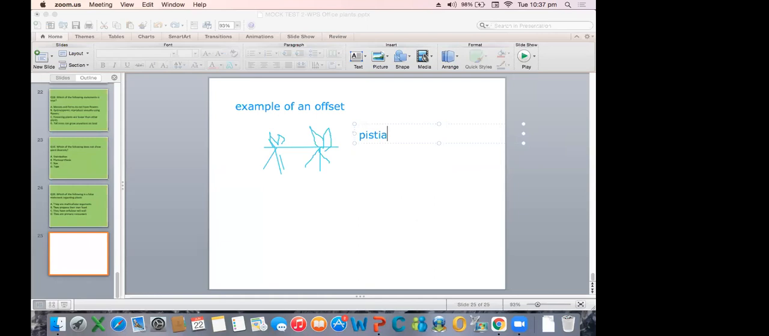Can you repeat the examples, Miss? Yes, Pistia, and water hyacinth. This is also called Eichhornia. The other name of water hyacinth is Eichhornia, and Pistia. These are the examples of offset. Clear to everyone? Yeah.